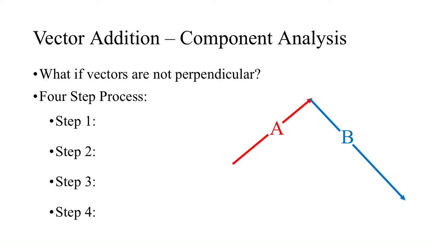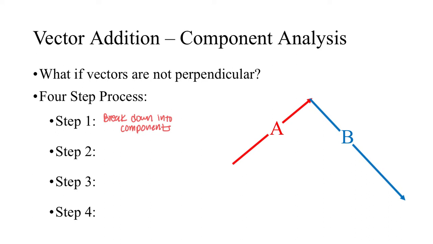Okay, so how do we solve a vector addition problem if the vectors we're dealing with are not perpendicular, meaning there's some angle to each other? Well, in order to solve a problem like this, we have a 4-step process. The first step is to break all vectors down into their horizontal and vertical components. So I'll say break vectors down into components.